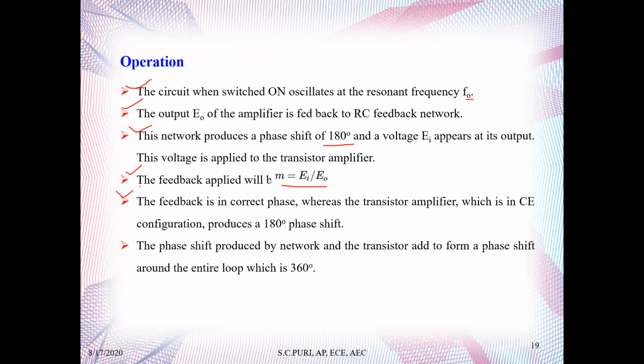The feedback is in correct phase, whereas the transistor amplifier, which is in CE configuration, this common emitter configuration, produces a 180 degree phase shift. The phase shift produced by the network and the transistor add to form a phase shift around the entire loop, which is actually 360 degrees.